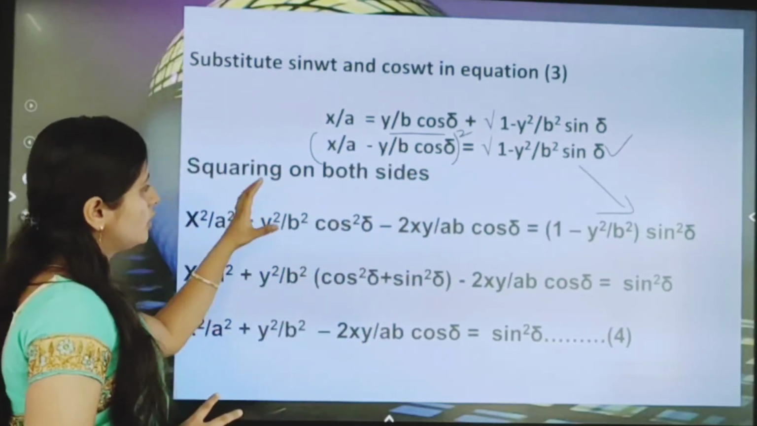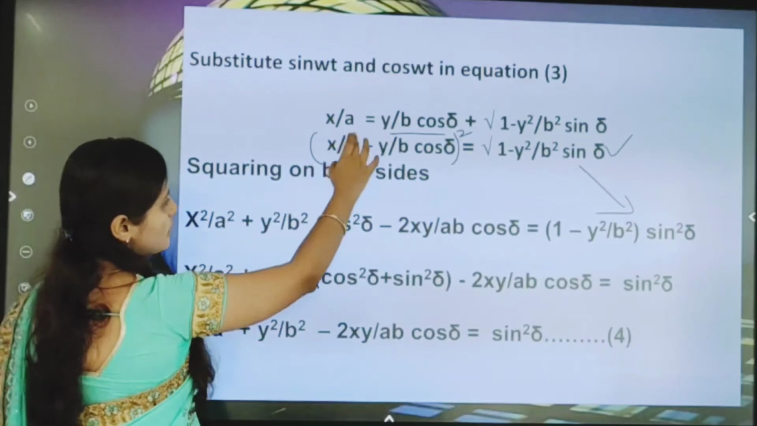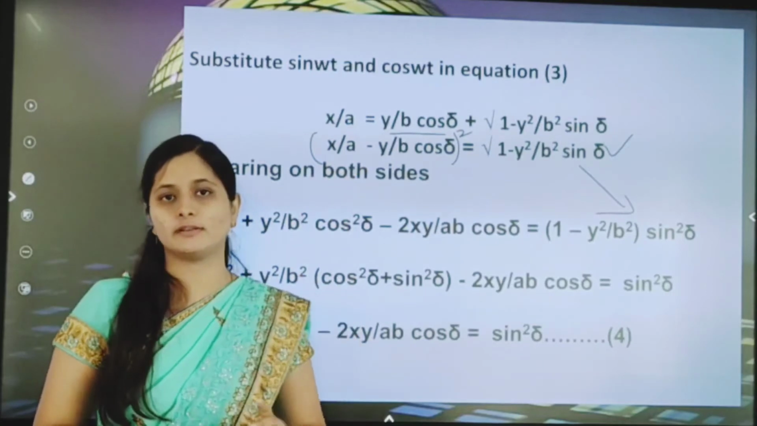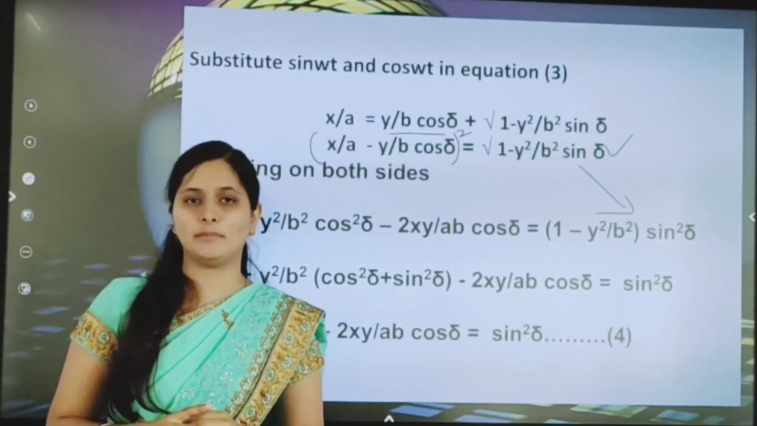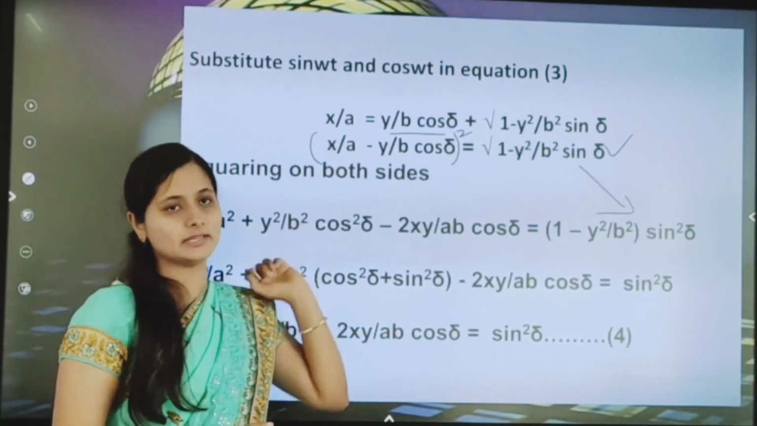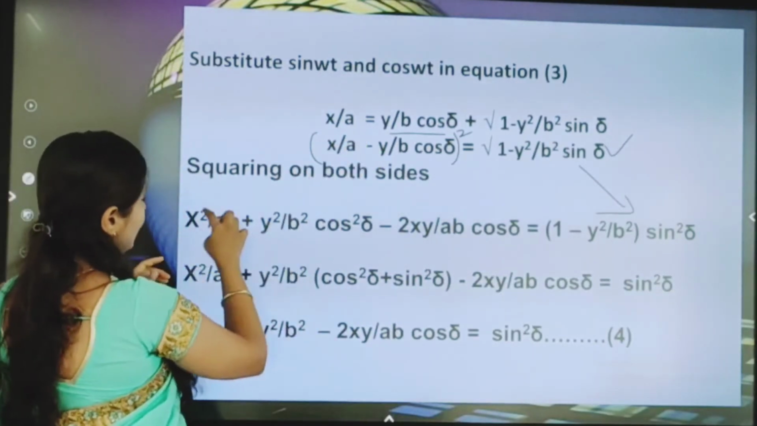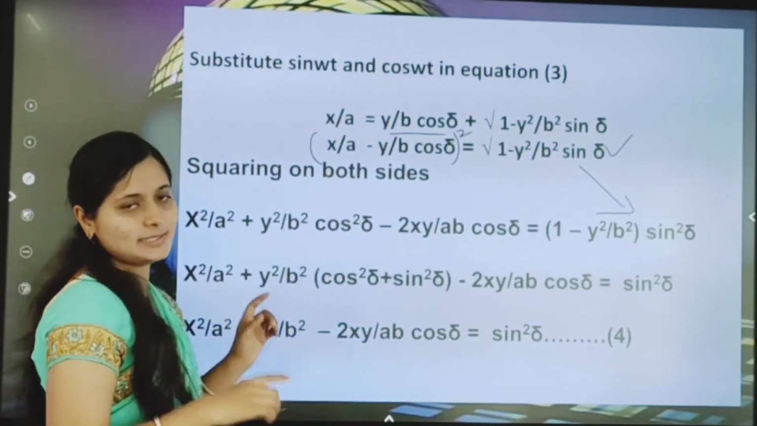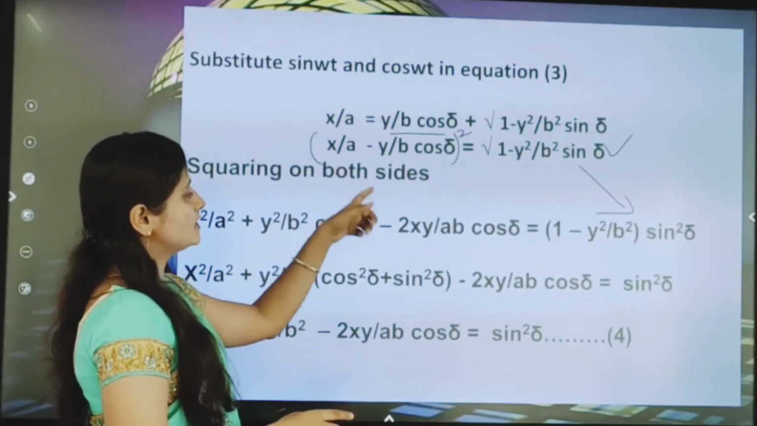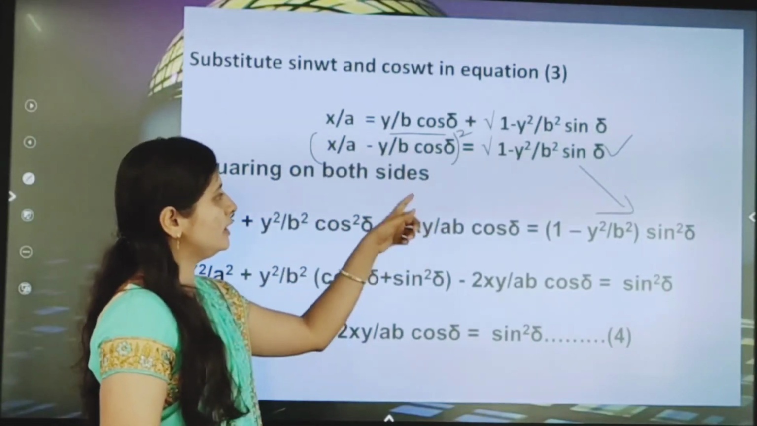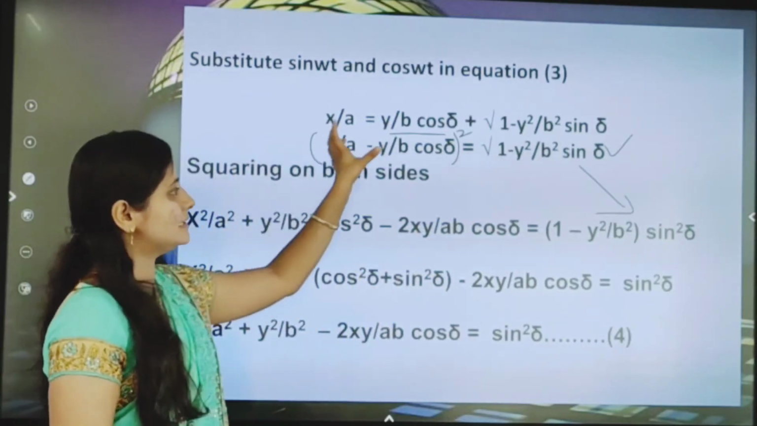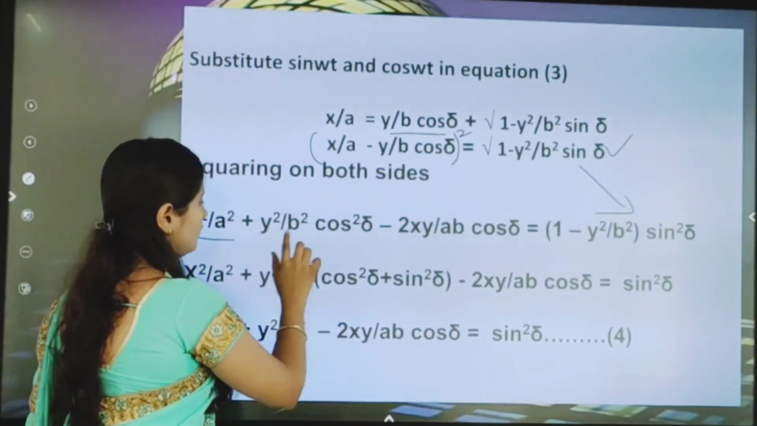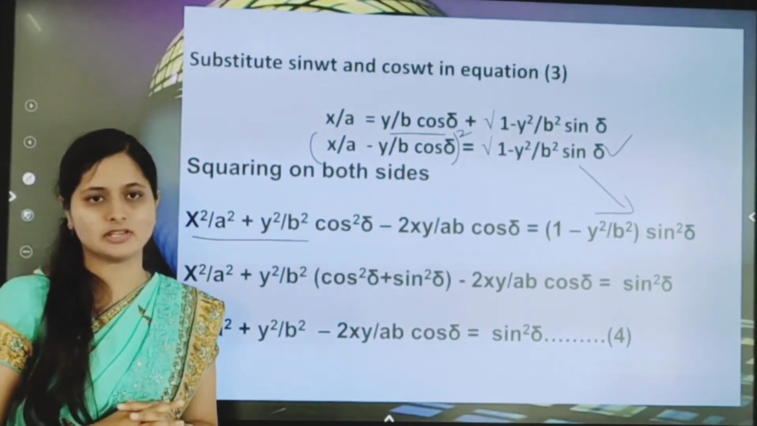Next, concentrate on the left-hand side term, x by a minus y by b cos delta. This is of the form a minus b whole square, which is a square plus b square minus 2ab. Substituting this formula, we get x square by a square plus y square by b square into cos square delta minus 2xy by ab into cos delta. By applying this squaring and formula, we get this solution. By squaring, we get our equation. What is our equation?